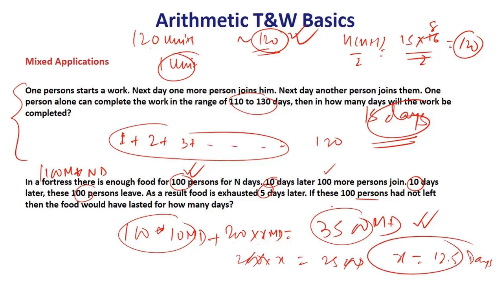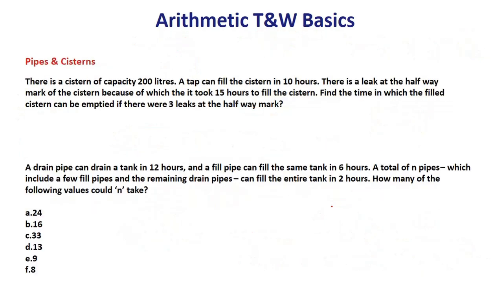Again, a very interesting, very nice question from the man days hour concept. Let's move forward and see pipes and cisterns. I hope you're all paying attention. I hope you're all alert. Let's see. There is a cistern of capacity 200 liters. A tap can fill the cistern in 10 hours. There is a leak at the halfway mark of the cistern because of which it took 15 hours to fill the cistern. Brilliant. So the capacity is 200 liters.